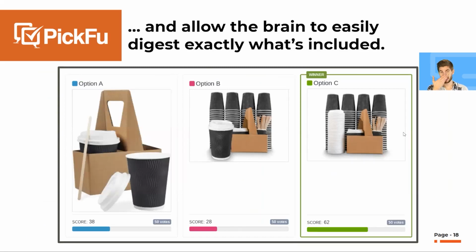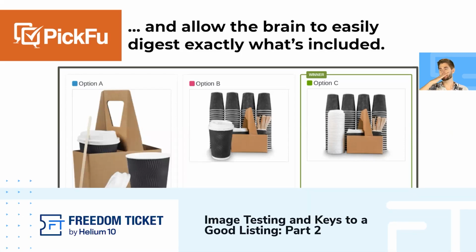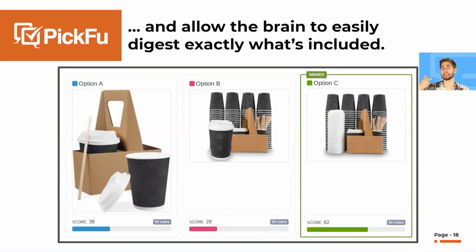This is another really good example, right? This is for a pack of coffee cups and stirrers. It might take you a minute to understand what's the difference between option B and option A. And what you'll find is that option C, rather, shows the cups there, where option B doesn't. So again, think about how can my brain easily digest what's going on?